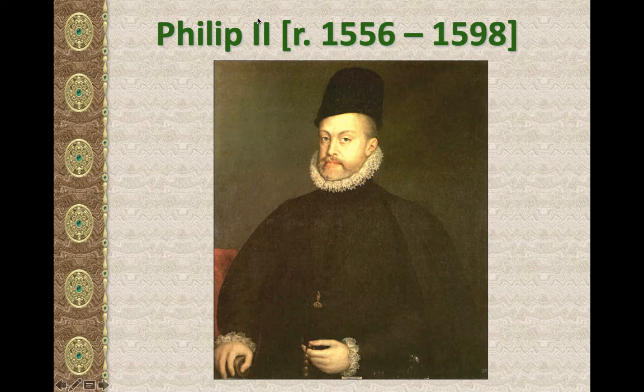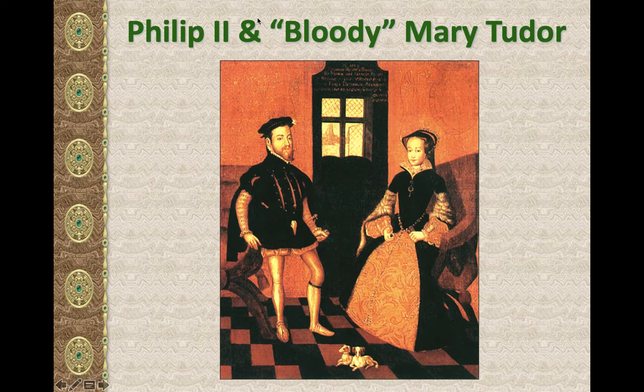So here's a picture of Philip, and he rules for an extensive time period, almost 43 years or so. He will be married at one point to the English monarch Mary Tudor. The marriage doesn't last very long as she dies. She gets the nickname Bloody Mary because she wants to return England to the Catholic Church. And that, of course, too, is what Philip wanted. But England, under Henry VIII, her father, had turned Protestant. But Philip is devoted to the Catholic Church, and that's what's important here.